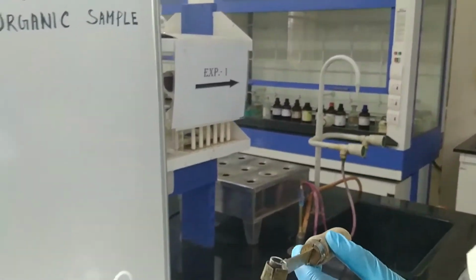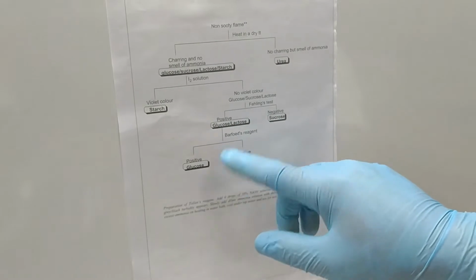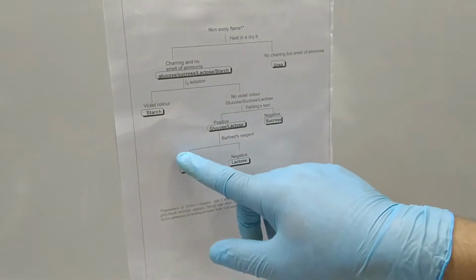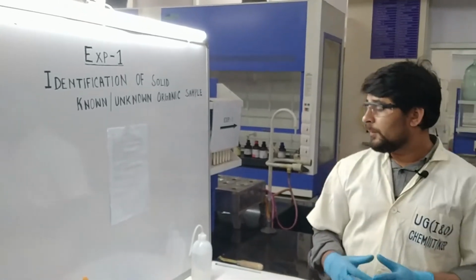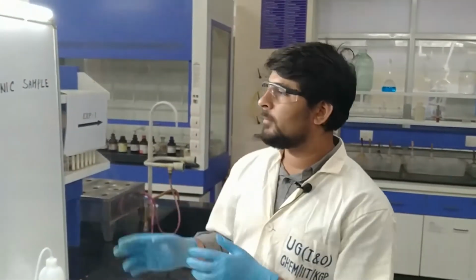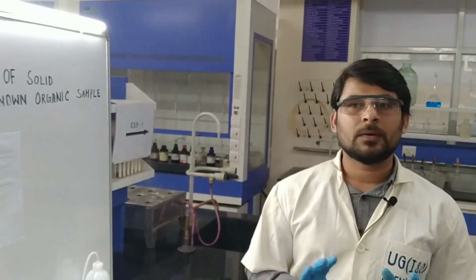So according to the flowchart, we completed all the preliminary tests, and after we got the positive observation in the Barfoed test, you can say your sample may be glucose. Okay, so that means the preliminary test is completed. From the preliminary test we get an idea that our sample may be glucose. Actually we are doing a known, but sometimes we provide you unknown samples. Okay, so now we have to perform some confirmatory tests of the glucose.